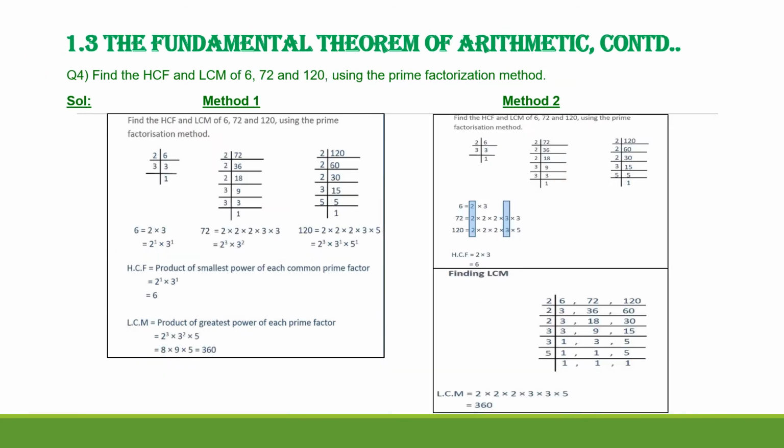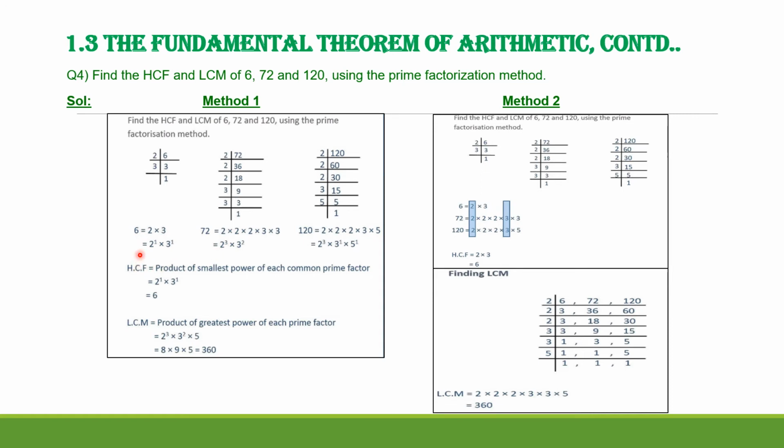Find the HCF and LCM of 6, 72 and 120. So we will apply two methods again. How can we write 6 in terms of prime factors? 2 power 1, 3 power 1. 72: 2 power 3, 3 power 2. 120: 2 power 3, 3 power 1, 5 power 1. So highest common factor you know, right? The lowest common power which is available across all three integers. So you notice here 2 power 1 into 3 power 1 is common in all three integers. So HCF becomes 6. And LCM is the product of the greatest powers. So which is the greatest power across the three numbers?